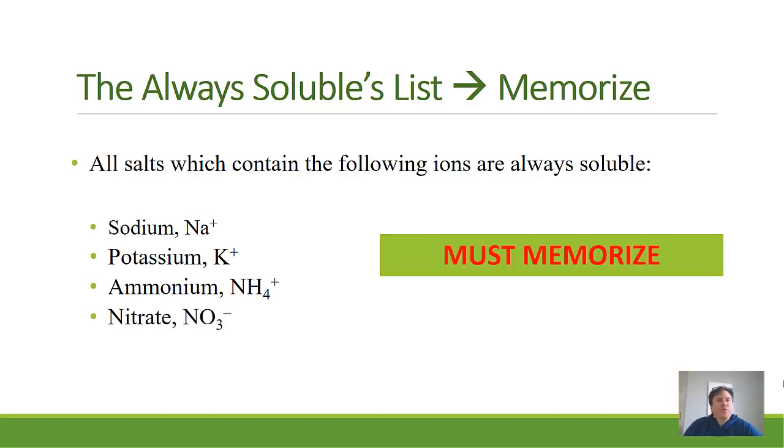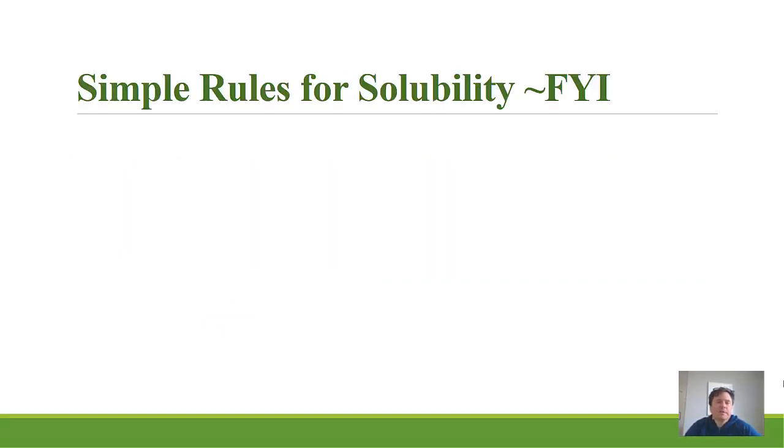Okay, so these four you need to memorize. These are what we're going to go by. Now, are there more rules than this? Yes, but for us, we're going to keep it to these simple four things. So if a compound that forms has one of these four ions associated with it, it's going to be soluble. If it doesn't have one of these four associated with it, then we're going to say it forms a precipitate. Just FYI, some more general rules.